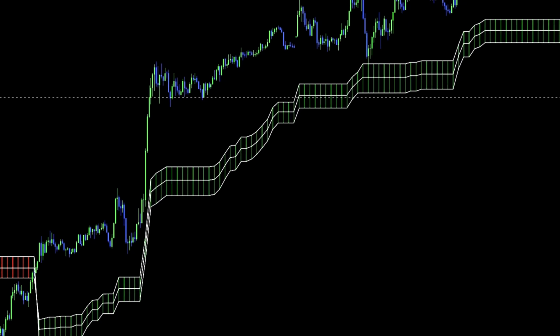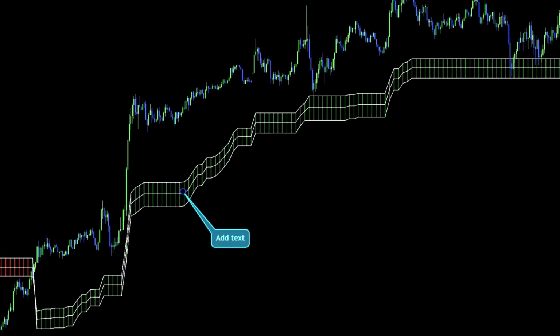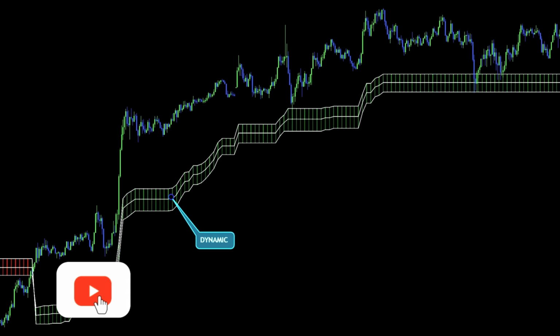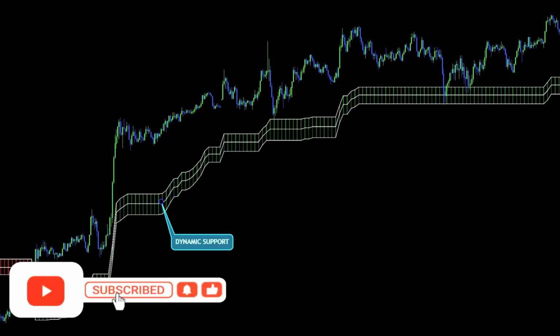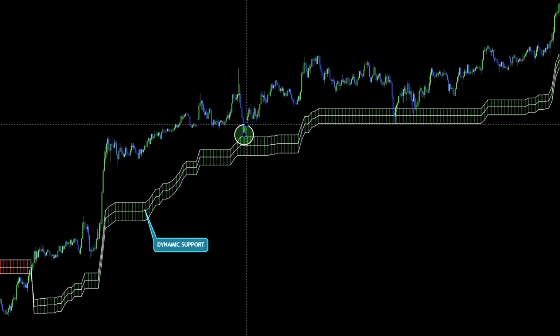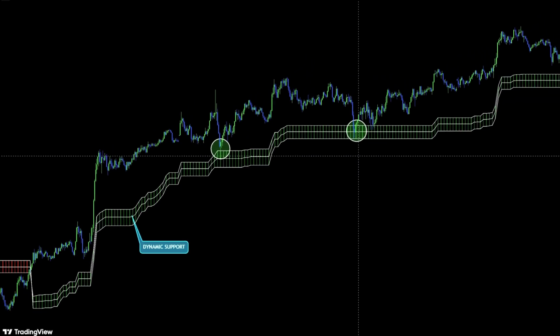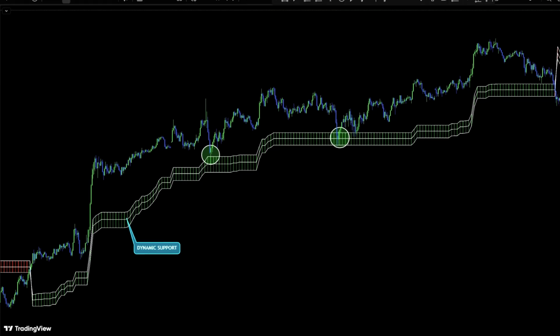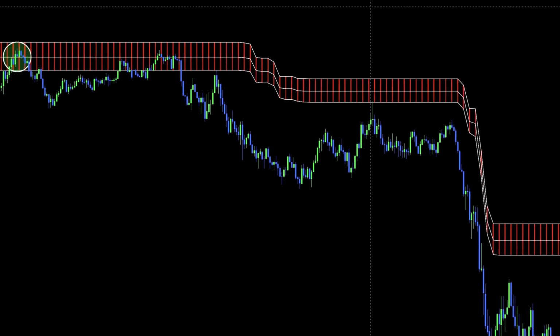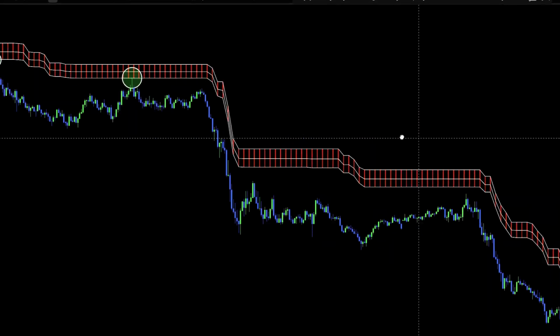Now here's another really cool thing about the FTS. It also works as a great support and resistance tool. Just check out this gold chart. See how the FTS ribbon is acting like a perfect support level, the price hits it and just bounces right off. Honestly, it works so much better than traditional moving averages for this. Or in this other example right here, you can see it acting as a fantastic resistance band.